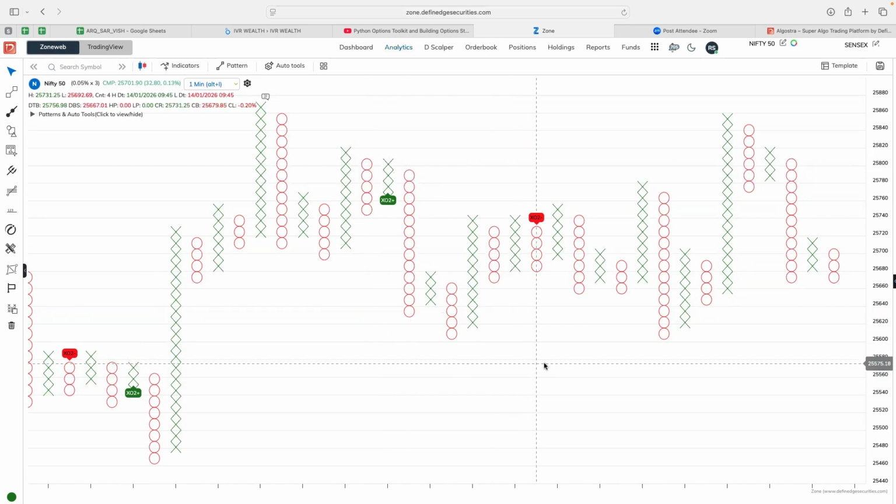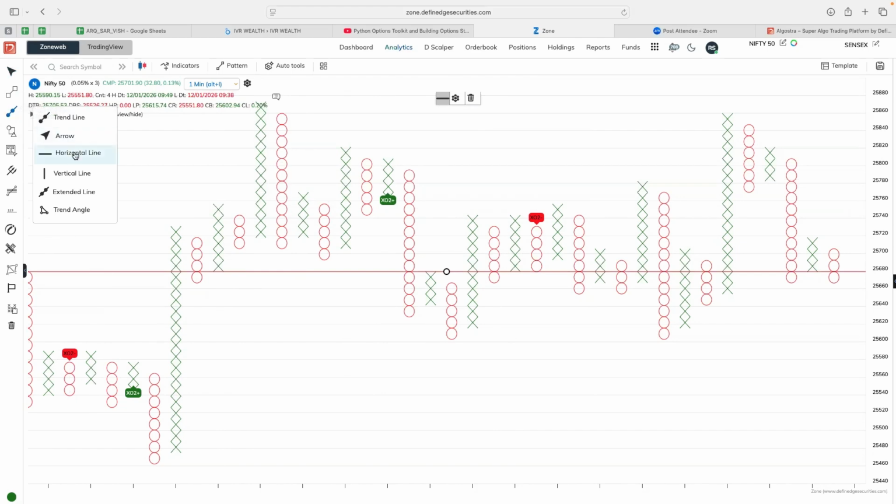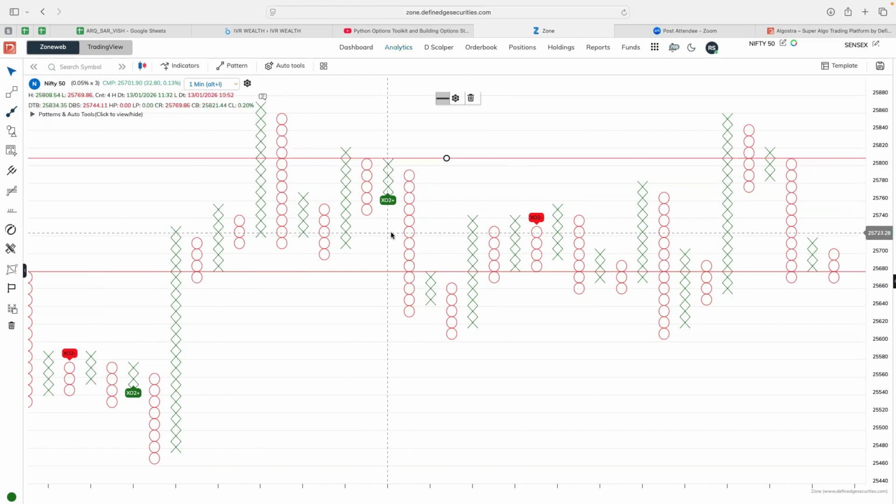Now, the way I look at it, there's something that happened here at the support, right? It got a pushback and it got above. The support was broken, but it was a weak breakout. It got a pushback, but then it didn't come, right? But then this level for me is extremely important. Why this horizontal line? See this level. I have to watch this level, right? I will watch this level.